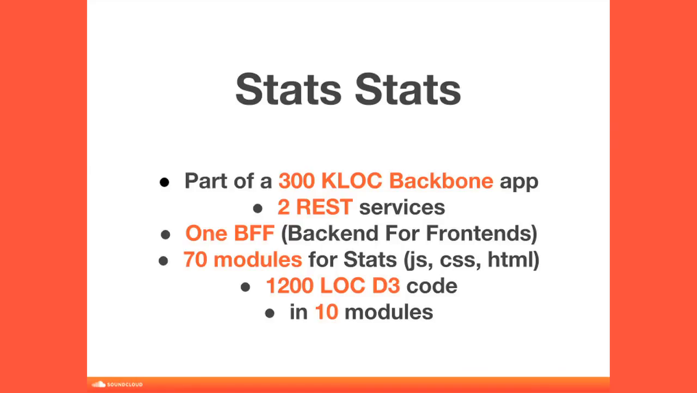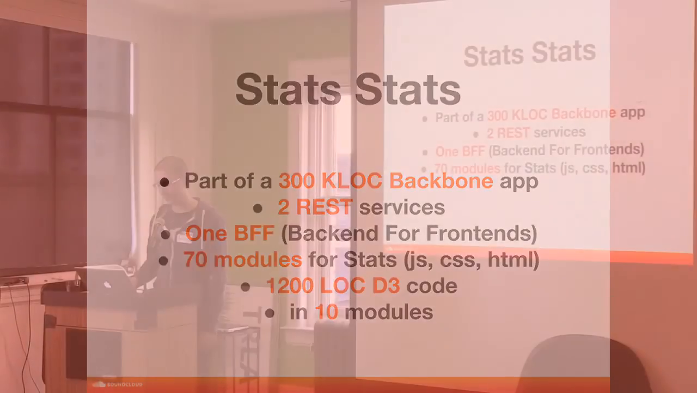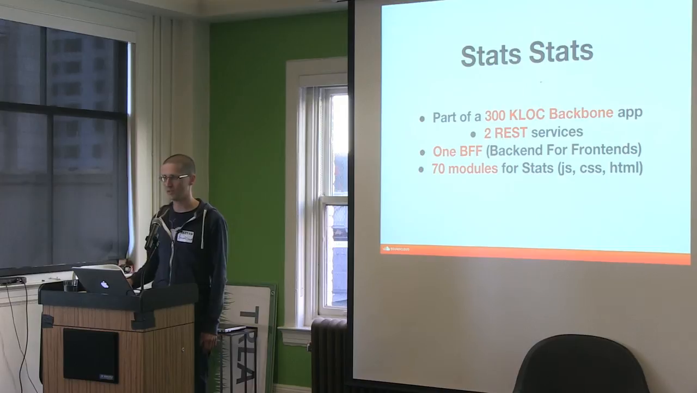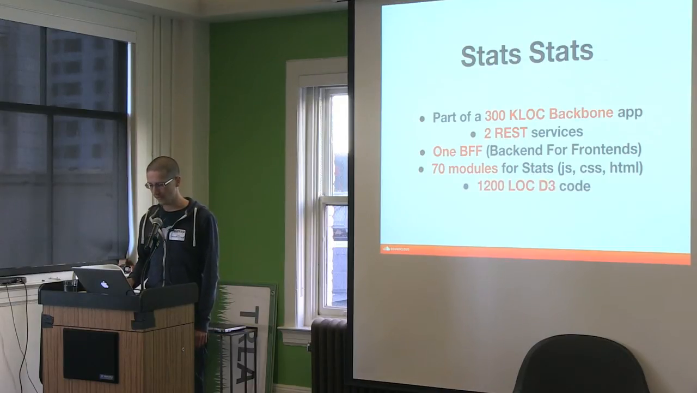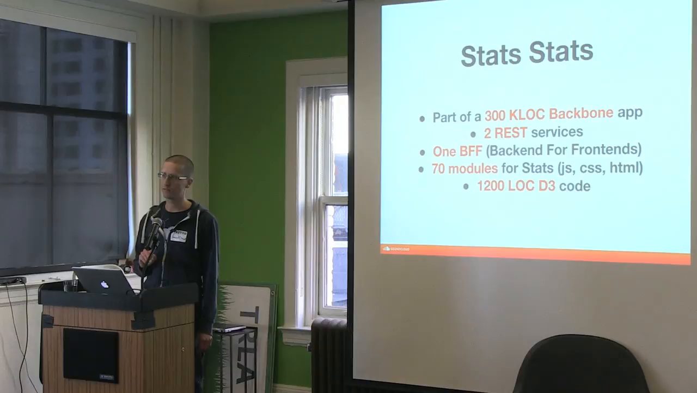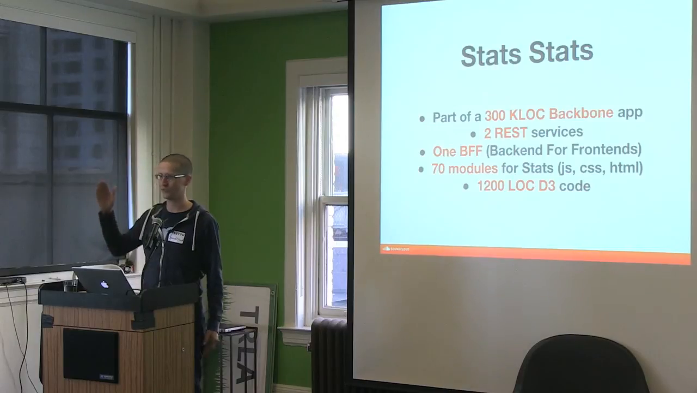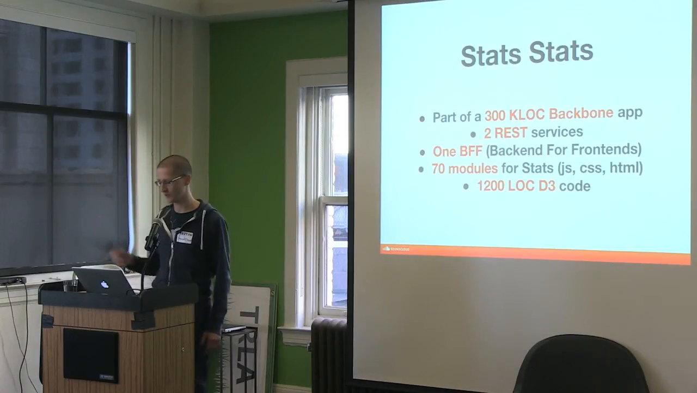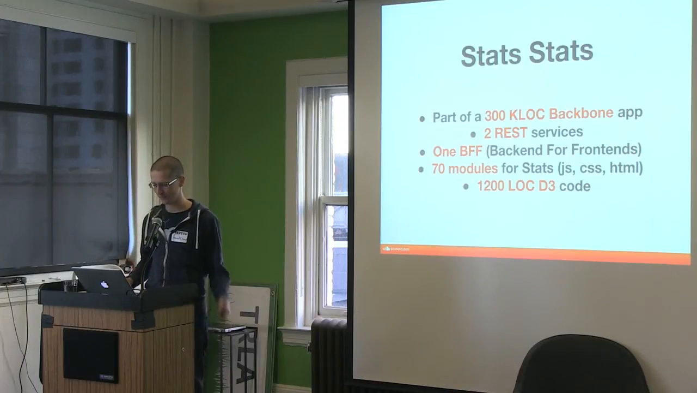So during this project, we created 70 new modules for this Backbone application, including JavaScript, HTML, and CSS code. The interesting part is it's 1,200 lines of code of D3, which is not super huge, but still it took a couple of months, maybe six or something, from the first commit to shipping the feature to 200% of users. So it's not as small as it looks from this number. And these 1,200 lines are distributed in 10 modules.